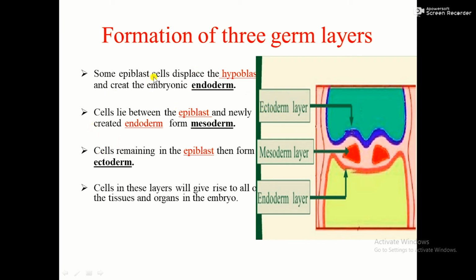So these are how the 3 germ layers will form, and this is important, and I will ask it in the exam, in the quizzes in detail. I may ask in a different way too. Cells in these layers will give rise to all the tissues and organs in the embryo.